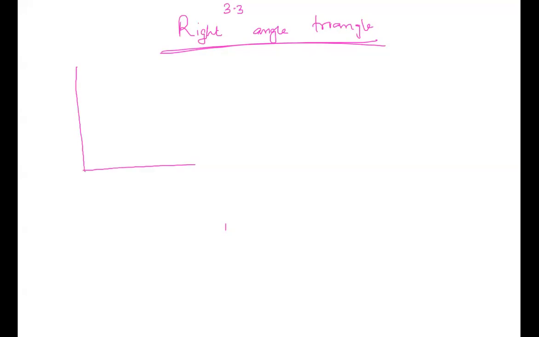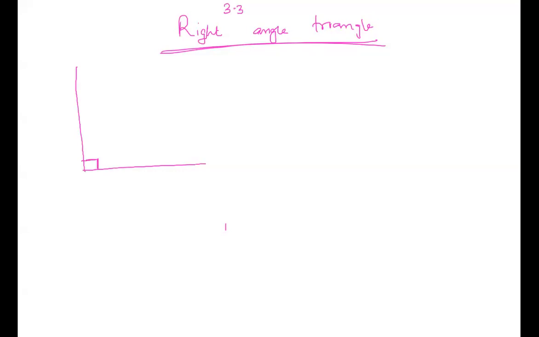So today, this is the final part of LO3. So this is 3.3. We look at problems involving a right angle triangle. A right angle triangle normally involves two perpendicular lines.